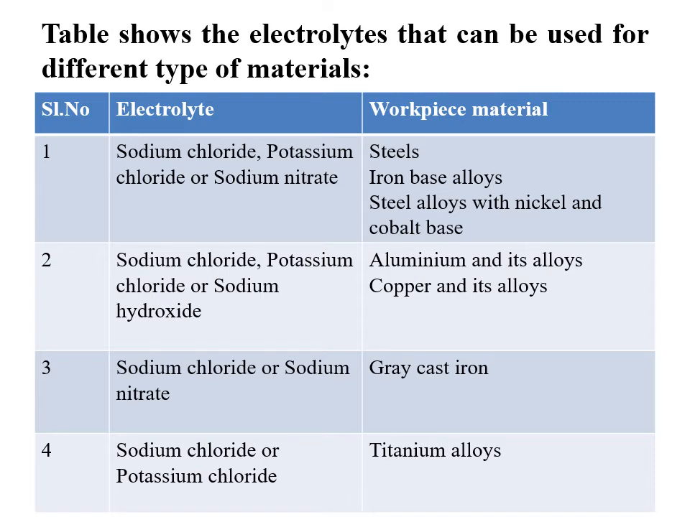Whereas aluminium and its alloys, copper and its alloys are mainly preferred with sodium hydroxide, potassium chloride or sodium chloride. Sodium chloride and sodium nitrate, again, are used to machine gray cast iron, which is again a Fe-rich alloy. The last is about the titanium alloys. Sodium chloride or potassium chloride mixed with sodium nitrate are preferred for machining titanium alloys. This is a summary of different types of electrolytes for the corresponding workpiece materials.